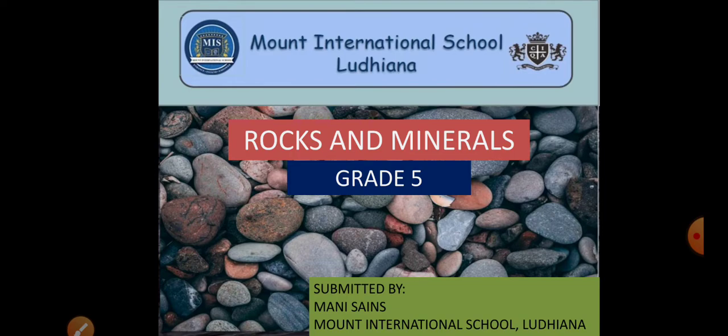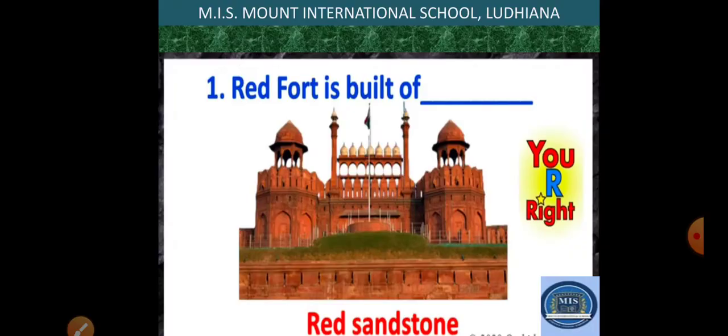Now, to start with the chapter, I want to show you one picture. Can you tell me which picture is this? This is which Indian monument? Red Fort. Yes. Now look carefully at the Red Fort and tell me that it is made up of which kind of stone? Do you know? Many of you will answer, ma'am, red stone, right? So yes, it is made up of red sandstone, right?